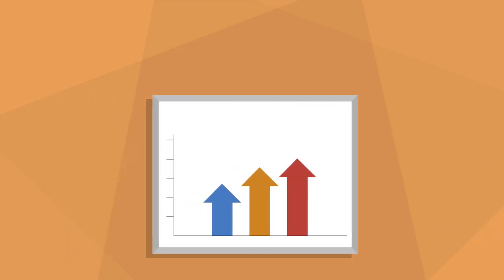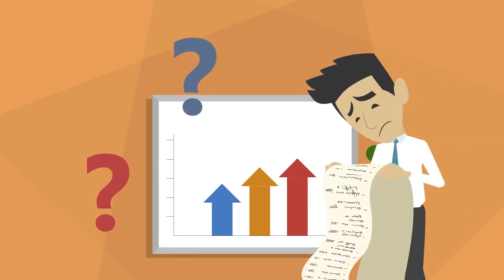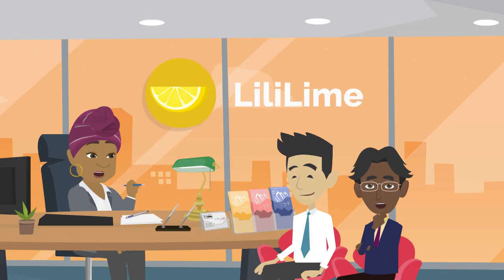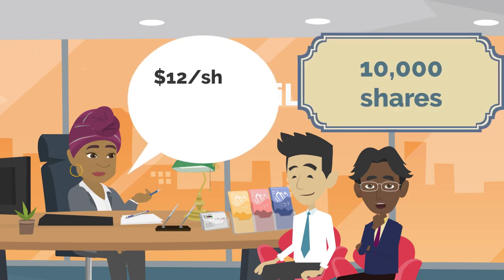Since the value of these shares is constantly changing, how do we keep track of what's going on? How do we account for the value of shares and share transactions? Let's take a look. Shares are usually issued in exchange for cash. For example, when the apparel company Lily Lime issues 10,000 shares at $12 per share on January 1st, they are effectively selling a portion of the company for cash.